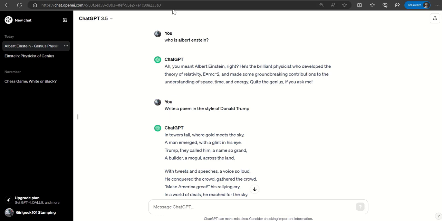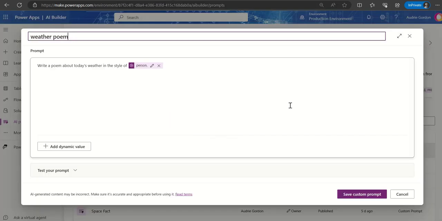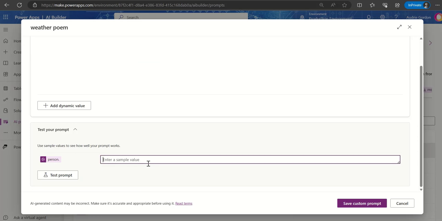Now I'm going to pop us over to AI Builder, where I have the same prompt. I write a poem about today's weather in the style of person. Now I am in Azure OpenAI. I am in that partnership with Azure and OpenAI, or with Microsoft and OpenAI. And now that mitigation layer makes a difference. Okay, but I think I still get an answer here. I'm going to go ahead and put Donald Trump here and test the prompt.